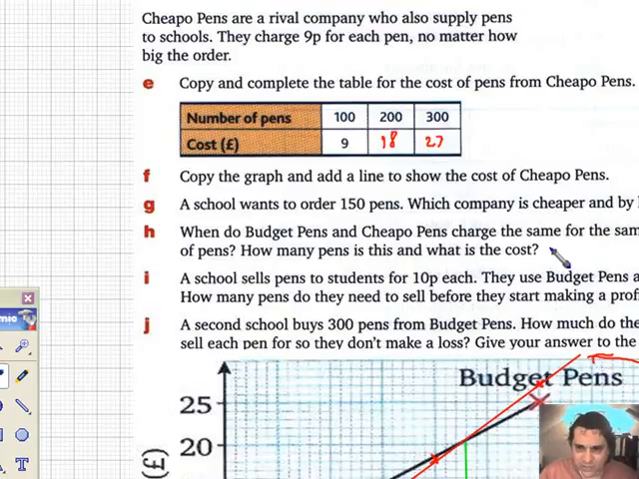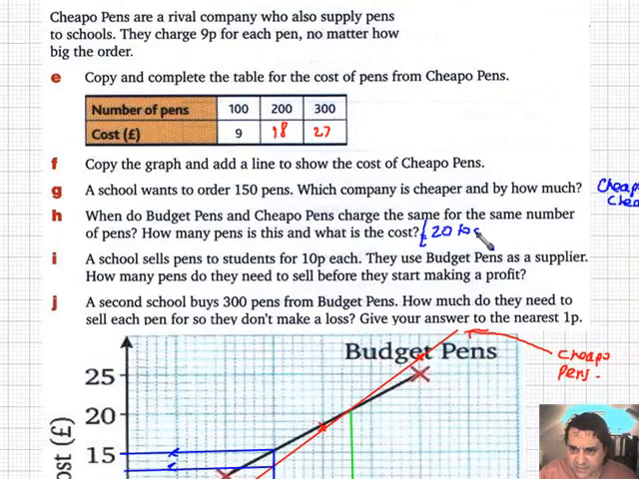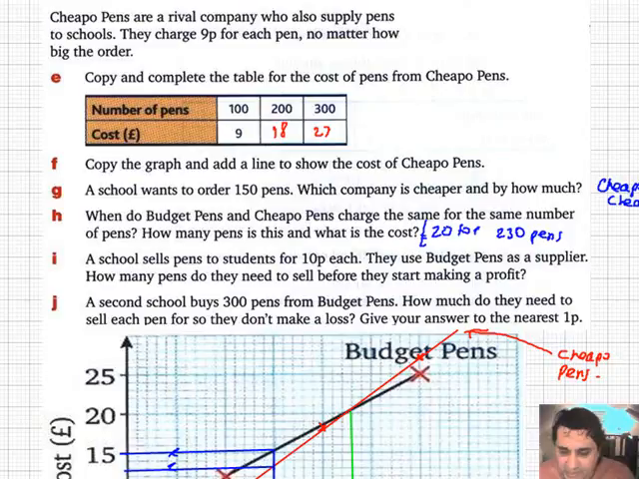How many pens and what is the cost? Okay, it's approximately £20 for 230 pens. Is that okay? Again, judging by the accuracy that I can produce on the screen with my little pad here, that is the best I'm going to do for you at the moment. Alright? Okay, just rearranging this.